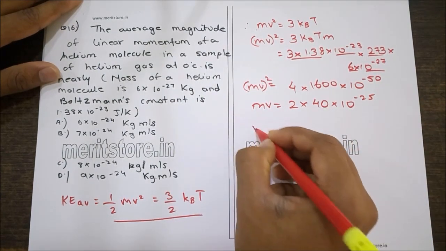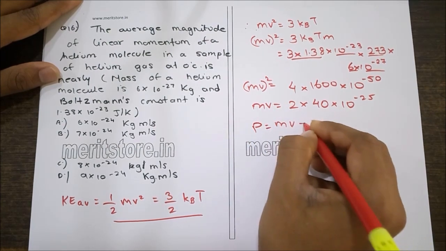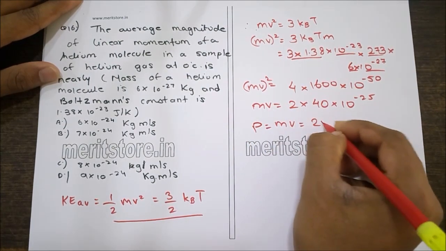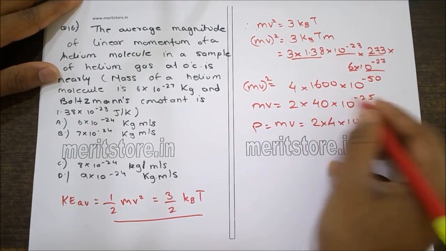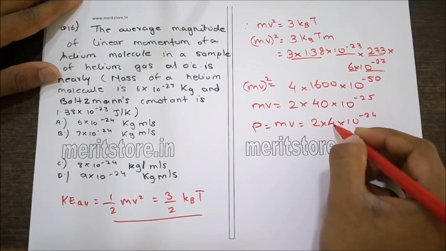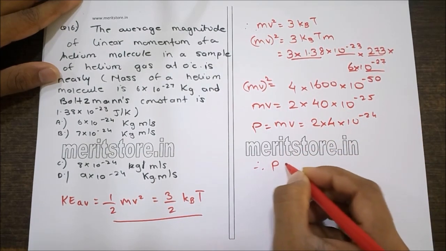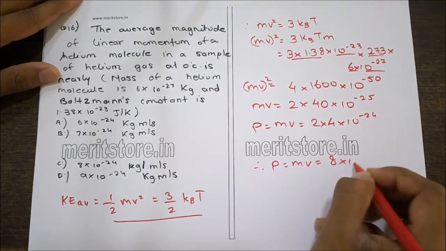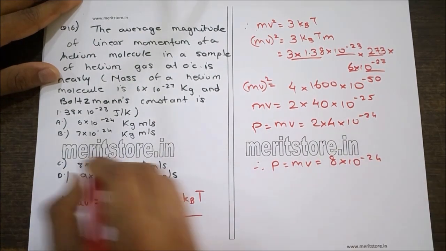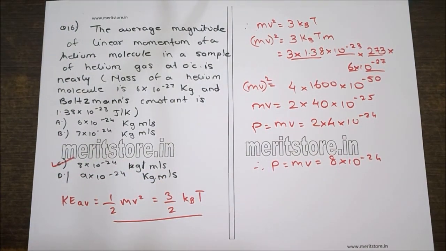So the momentum P is nothing but mv, which is 2 into 40 into 10 raised to minus 25. This 40 can be written as 4 into 10 raised to 1, so the answer is 8 into 10 raised to minus 24. Therefore, the value of momentum P is equal to mv, which is 8 into 10 raised to minus 24 kg meter per second. Hence, option C is the correct answer.